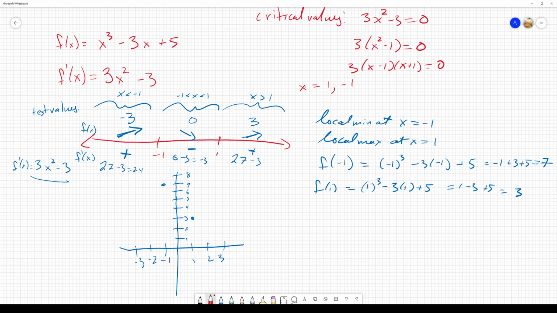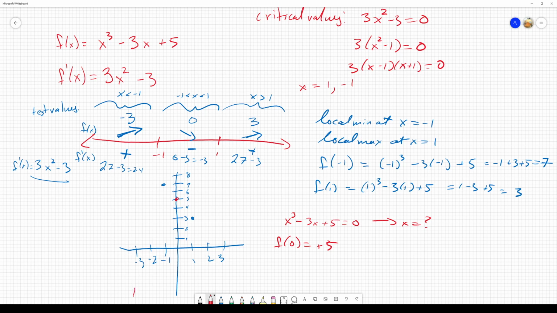Now, technically, in order to do this properly, I should also solve x cubed minus 3x plus 5 equals 0, but that's hard, so I'm going to skip it. But what I can also tell you is that if you plug 0 in, you get positive 5, which means that this graph should go through the point 0, 5 as well.